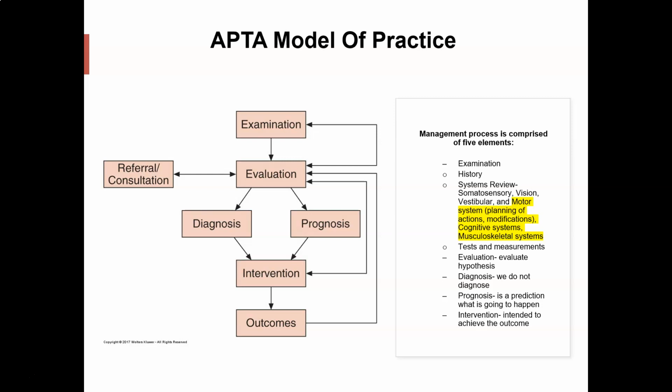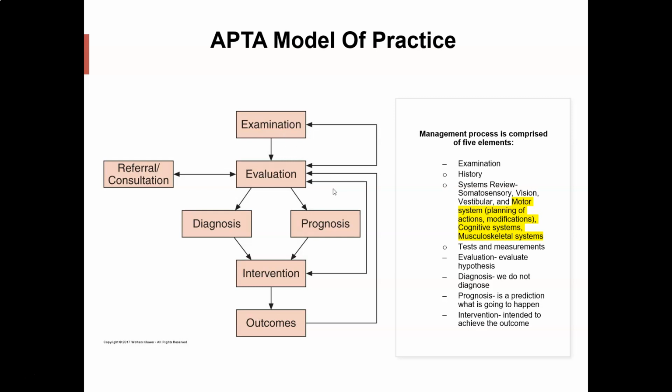And based on that examination, you're going to come up with the evaluation. So the evaluation is the next step in the APTA's patient-client management process, and that's defined as the process of making clinical judgments based on the data that's gathered. So you did the exam, right? Did the history, systems review, test and measurement. Now you come up with evaluation.